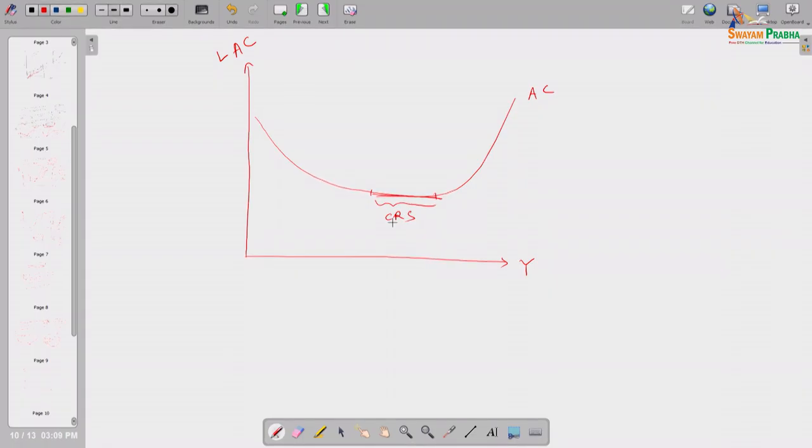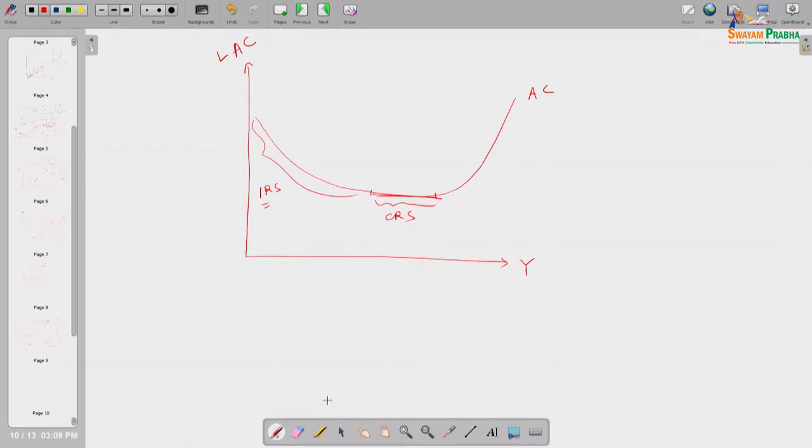In that region, neither economies of scale nor diseconomies of scale is there. In this segment, increasing returns to scale is applicable, and as a result we can tell that this is the region of production where that producer is experiencing or enjoying some economies of scale. More and more production per unit of output, less and less cost, average cost. Per unit of output we are telling, so average cost.